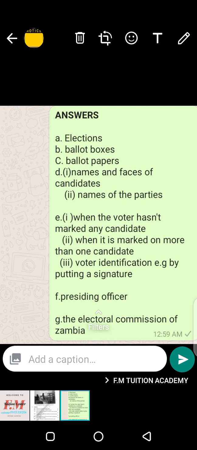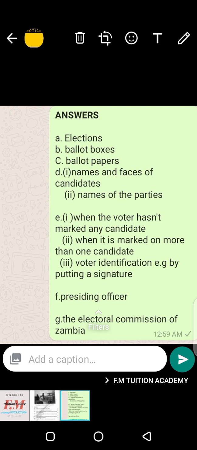3, voter identification, e.g. by putting a signature. When a voter puts his or her signature that identifies them, for example, they sign their name there, that ballot paper will be rejected because on ballot papers, you're not supposed to put any identification, such as your signature. You're not supposed to put that. Okay? So it will be rejected. And if there's no official mark, it's also going to be rejected.